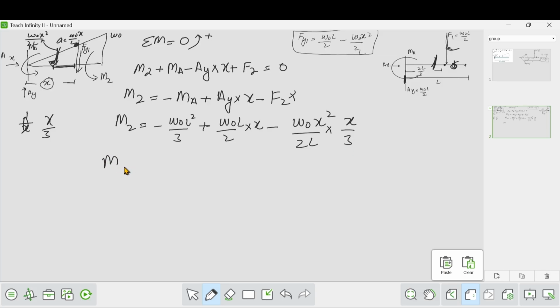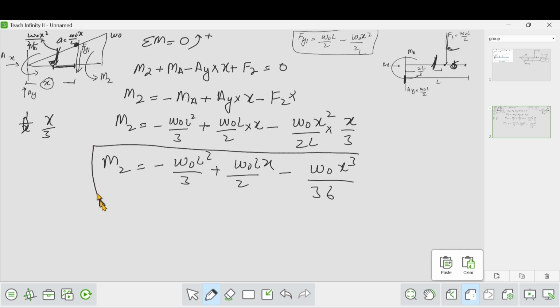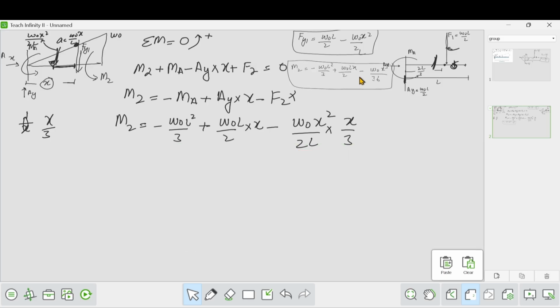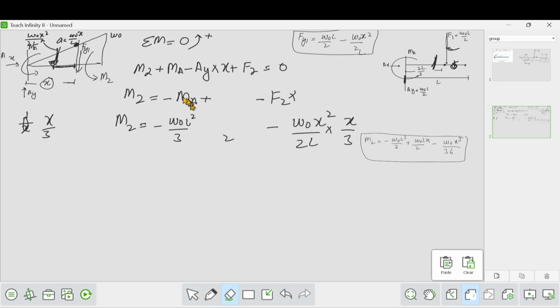Now if I simplify it, M2 will equal negative omega naught L square divided by 3 positive omega naught L X divided by 2 negative omega naught X cube divided by 6L. So this is the generalized equation of moment. Okay, I scale down these two equations. If we put the value of X in these equations, we can easily find shear force and bending moment at any place of the loaded beam.